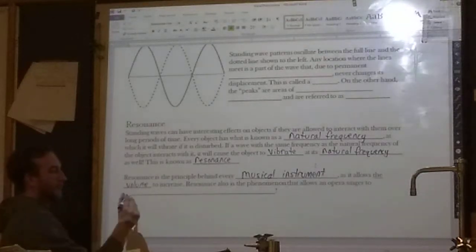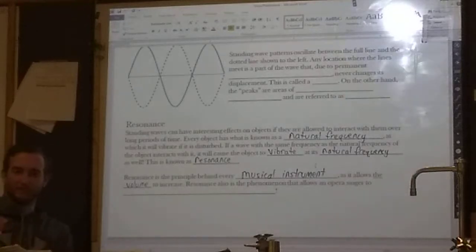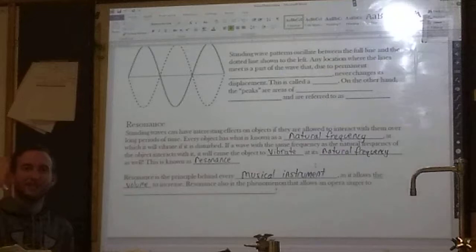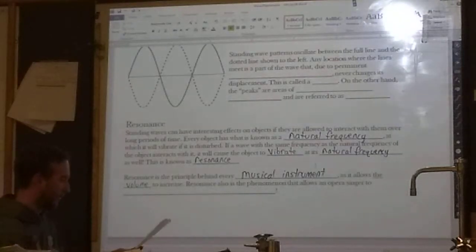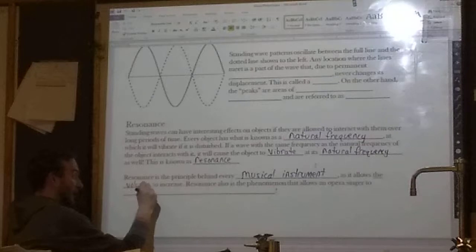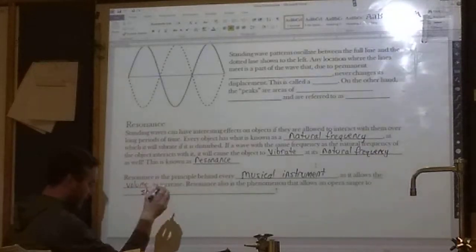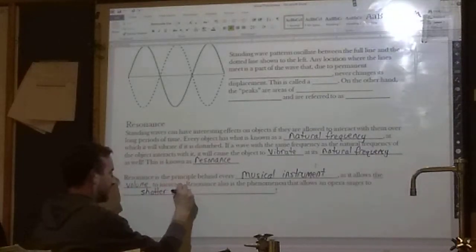Resonance is also the phenomenon that allows an opera singer, you've maybe heard the story, singing at a glass, and they're singing at such a pitch that they cause the molecules in the glass to vibrate back and forth, and they shatter the glass with nothing but their voice. That's a real thing. That can actually happen. It's kind of rare, but it is possible to do.